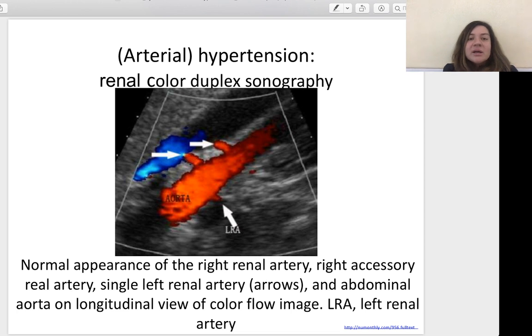And we can check it one more time with renal color duplex sonography. Here we see a normal appearance of the right renal artery, right accessory renal artery, single left renal artery by arrows, and abdominal aorta on a longitudinal view of the color flow image.